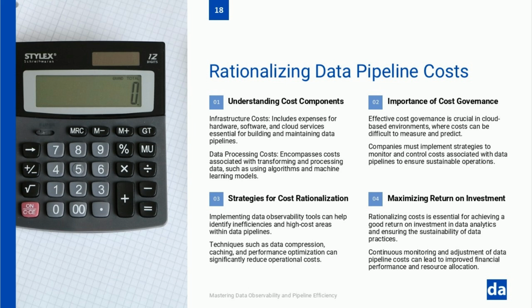4. Maximizing return on investment (ROI). Rationalizing costs ensures a better return on investment in data analytics. It involves continuous monitoring and adjustments to improve financial performance. For example, by investing in observability and cost control measures, organizations can allocate resources more effectively and avoid costly errors like those faced by Unity or Equifax.